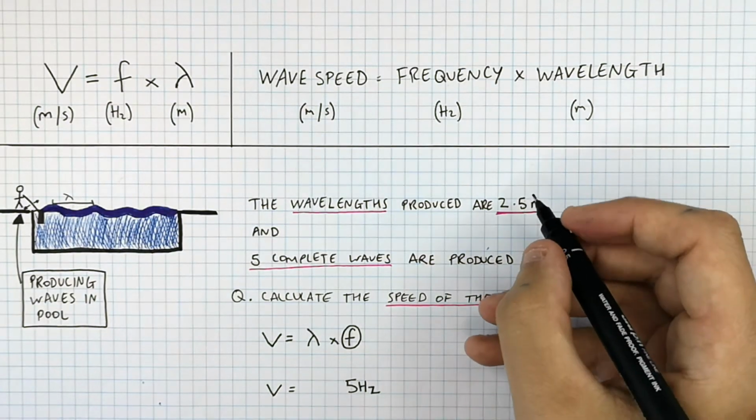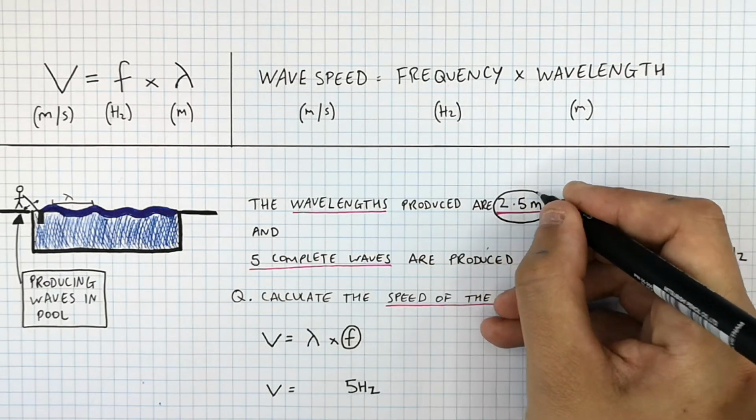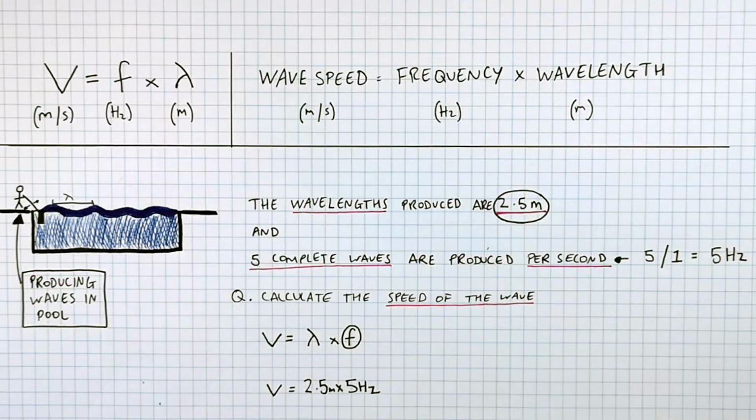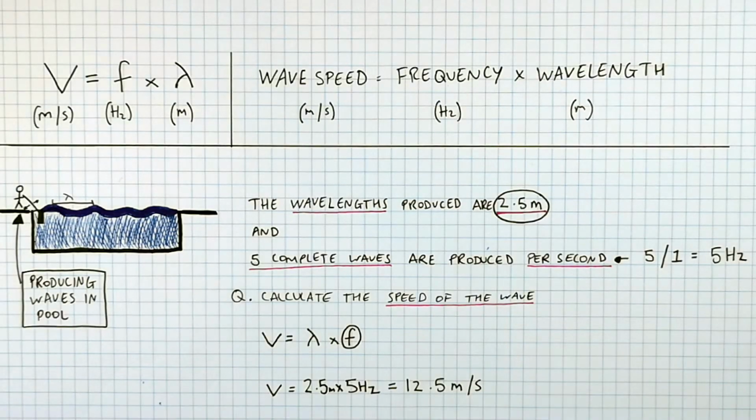We have lambda, wavelength, in the question. The wavelengths produced are 2.5 meters. So that means we just substitute in the numbers, V equals 2.5 times 5 hertz, which gives you a wave speed, V, of 12.5 meters per second.